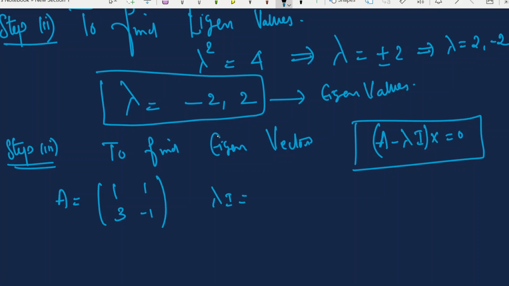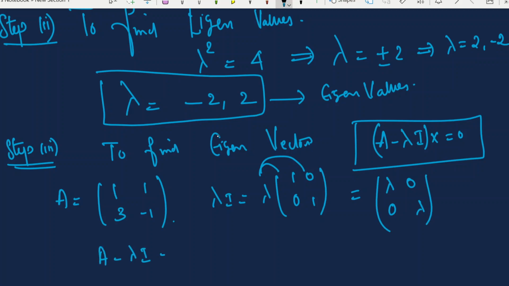Lambda I. Lambda into I, where I is the unit identity matrix of order 2, because the given matrix is of order 2. Lambda is a scalar, so when you multiply lambda with this identity matrix, it becomes the matrix with lambda on the diagonal and 0 elsewhere. So A minus lambda I is the matrix [1 minus lambda, 3; 3... minus 1 minus lambda]. This is A minus lambda I.